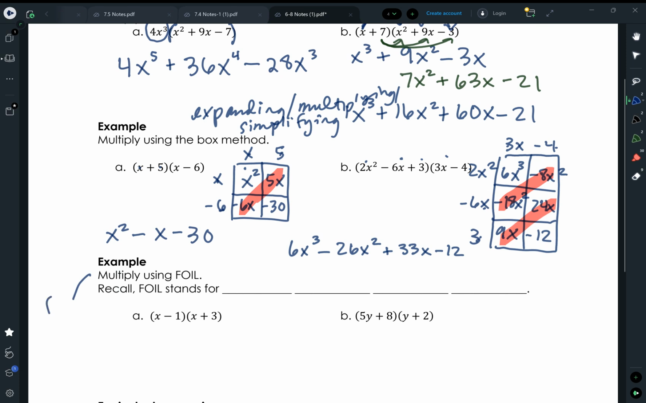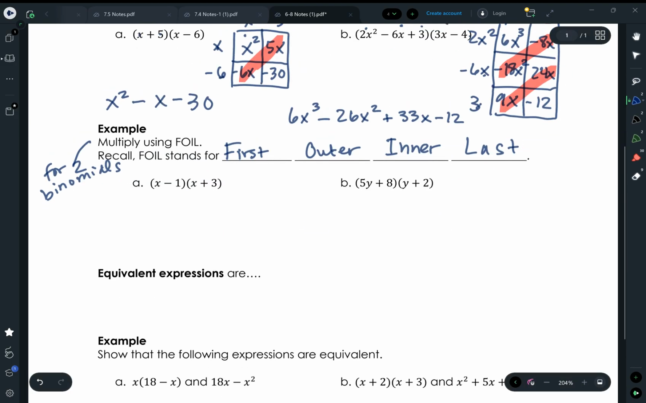So another technique for multiplying that works for multiplying two binomials. This is for two binomials. That's what this method is for, is the FOIL method. FOIL method stands for first, outer, inner, and then last. So I'm going to multiply my first terms from each, my outer terms from each, my inner terms from each, and then my last. So by first, I mean the x times the x. So let's go ahead and multiply those.